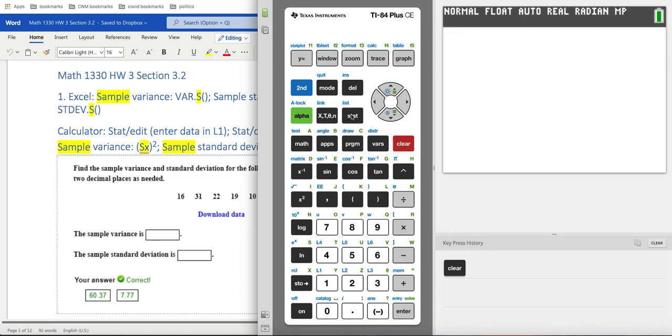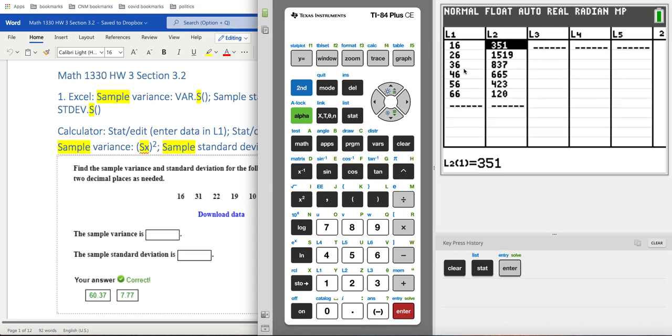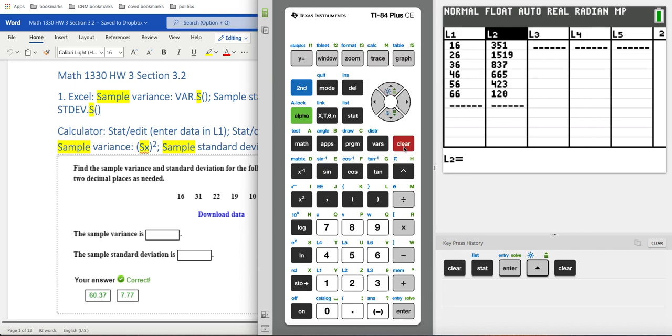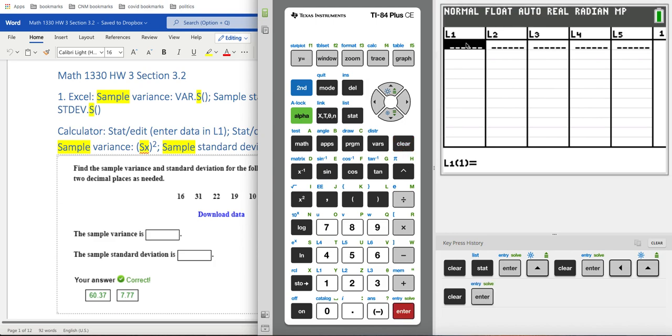So with many of the functions, we're going to start by hitting the stats button and then edit, and that takes you to the list of the numbers that you're going to input. If you already have numbers in there, arrow up to the heading and then hit clear and enter, and then the same for any others that you have. And that will give you empty starting points for your lists.